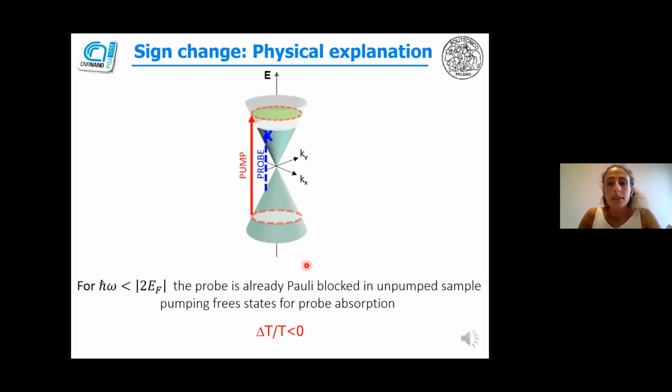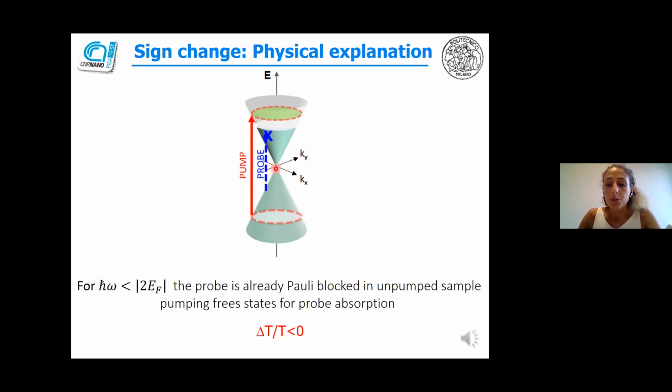So the explanation that we found for this sign change is that for such high doping, the absorption of the probe in the unpumped sample is already blocked. So the photoexcitation with the pump can't but freeze states for interband transition, and thus lead to an increase of the probe absorption.